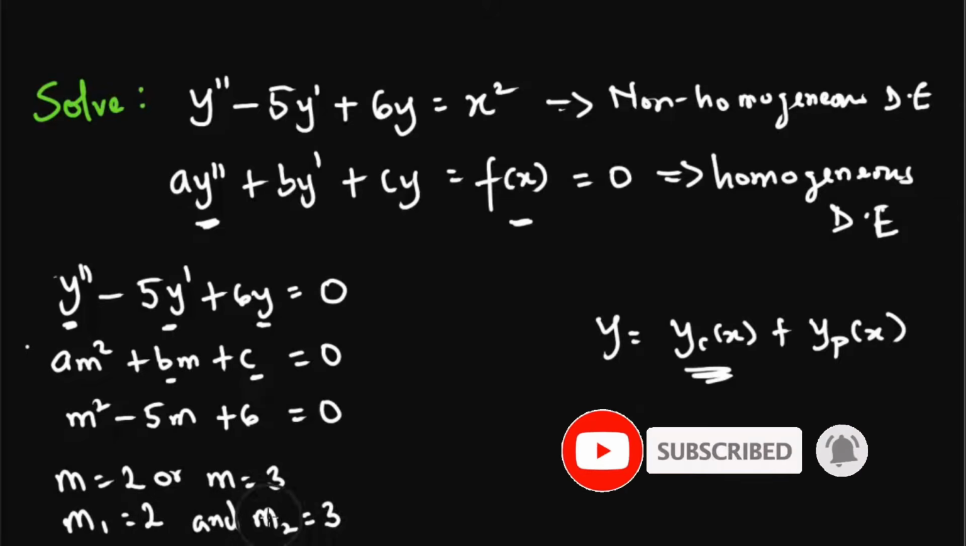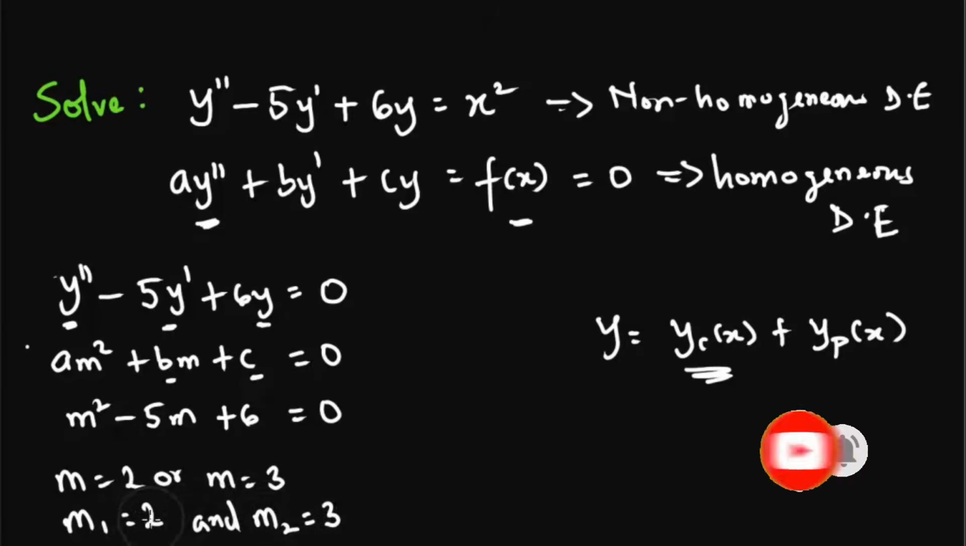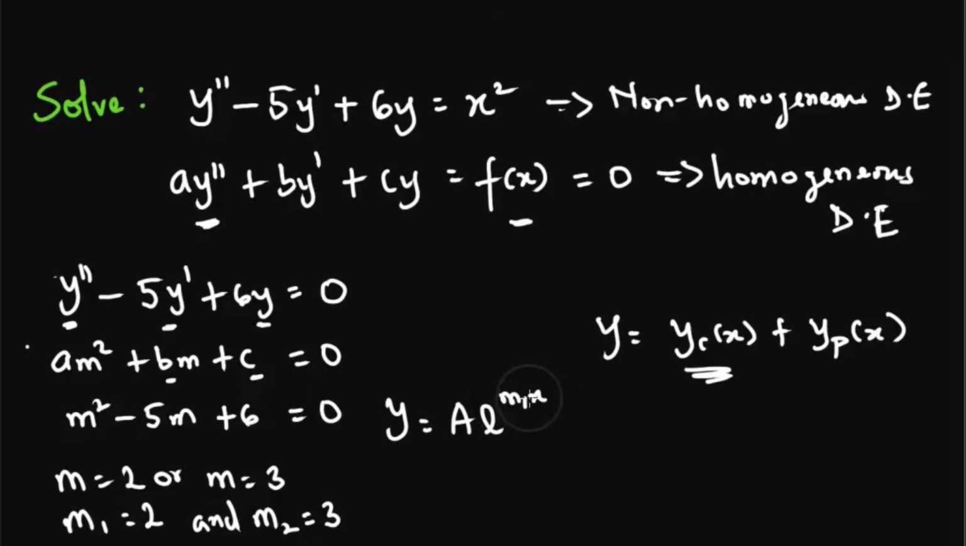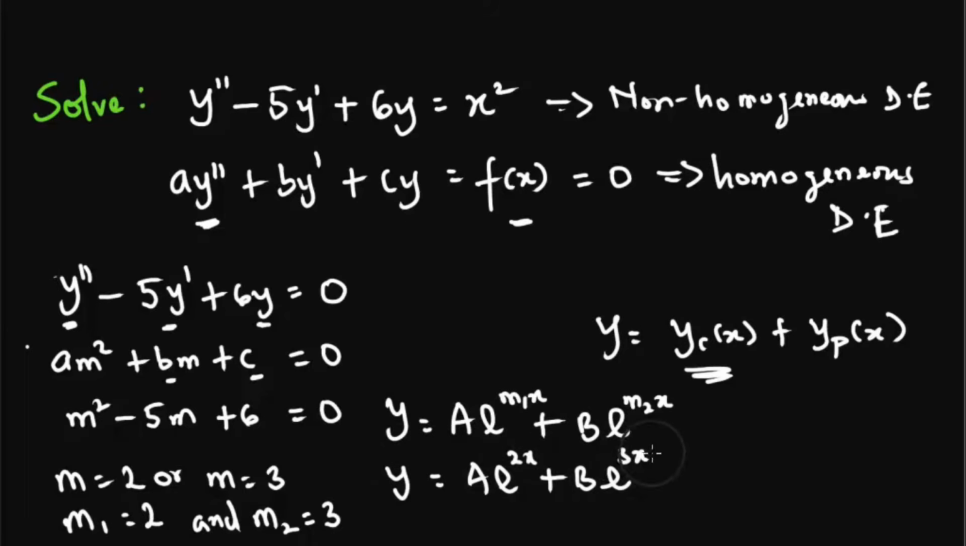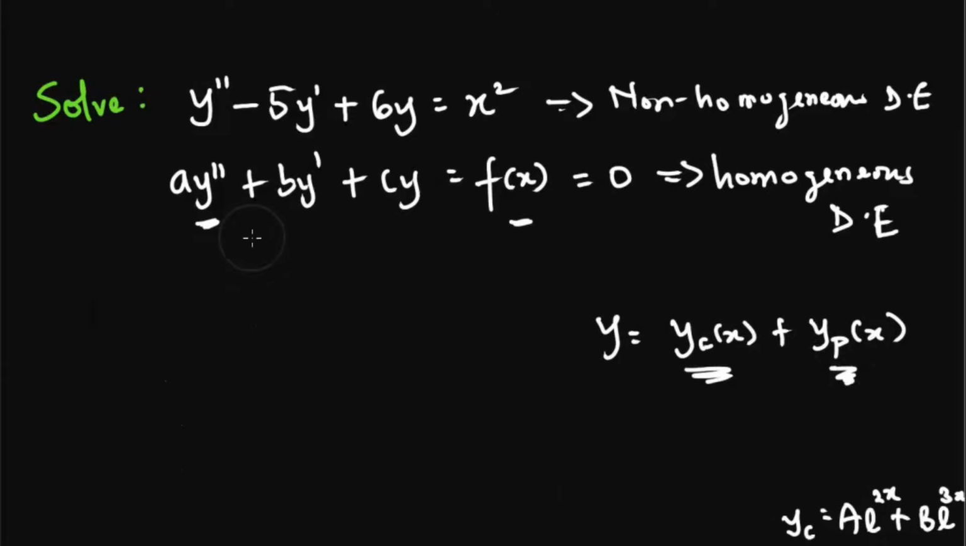Now, because we have two real and distinct roots, two real and different roots, the solution is in the form constant a, exponential m1x plus b exponential m2x. So the solution becomes a exponential 2x plus b exponential 3x. This is our complementary function. Now we've gotten yc of x. The next thing to do is to get the particular solution. So let's put our complementary function in this corner here.